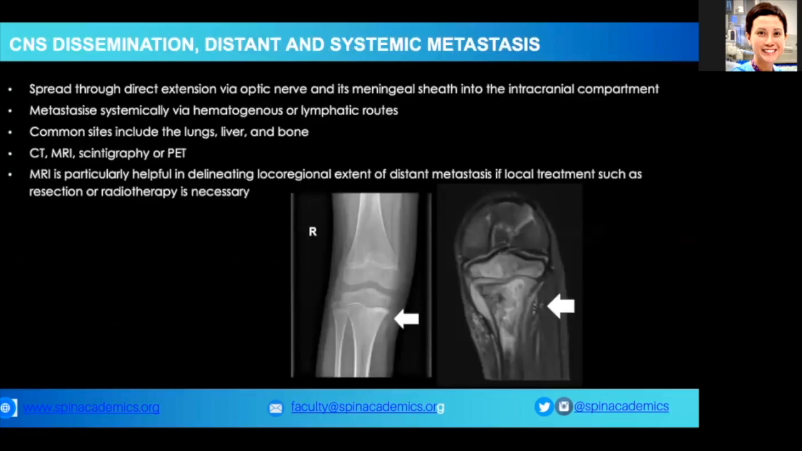Tumor spread into the intracranial space is uncommon and carries a poor prognosis. RB can spread through direct invasion via the optic nerve and its meningeal sheath into the intracranial compartment, and can metastasize systemically via hematogenous or lymphatic routes. Common sites for systemic metastasis include the lungs, liver, and bone.